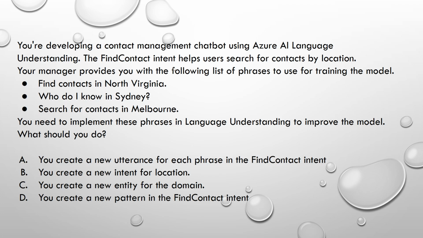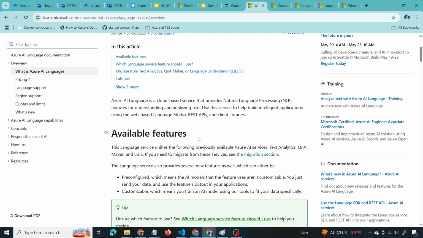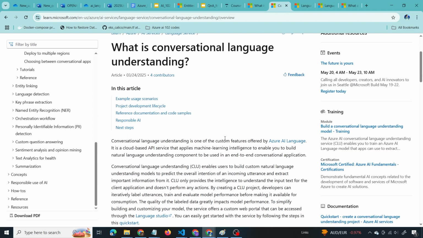Now let us get into the documentation. Azure AI language service is used for understanding and analyzing input text. It contains mainly three features. One is text analytics for analyzing text. The next is Q&A Maker, currently known as custom question answering. And then there is LUIS or CLU, which is conversational language understanding. So the question is regarding a conversational language understanding model. Now, what is conversational language understanding? As the name suggests, it is used for end-to-end conversational applications.